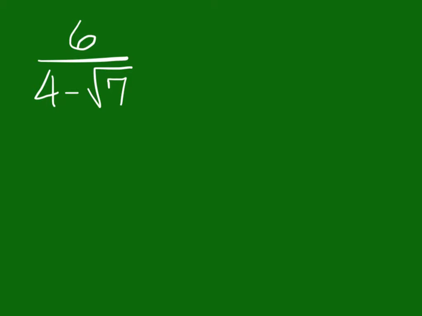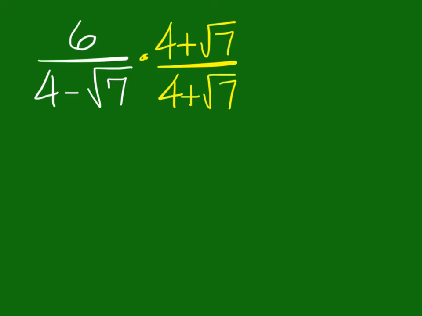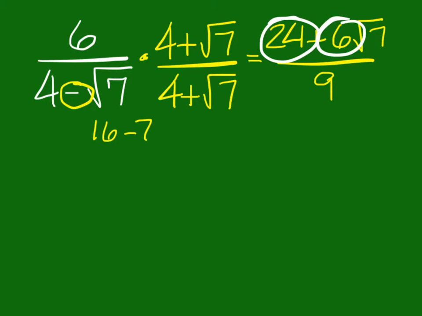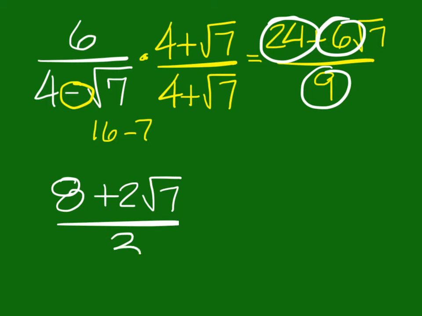On this problem, you have to multiply the top and the bottom by 4 plus square root of 7, since this is minus. When you do that, you get 24 plus 6 square root of 7 over 16 minus 7 is 9. You can take out a 3 from all of these. You can take out 3 from 24, 6, and 9 to come up with 8, 2, and then a 3.